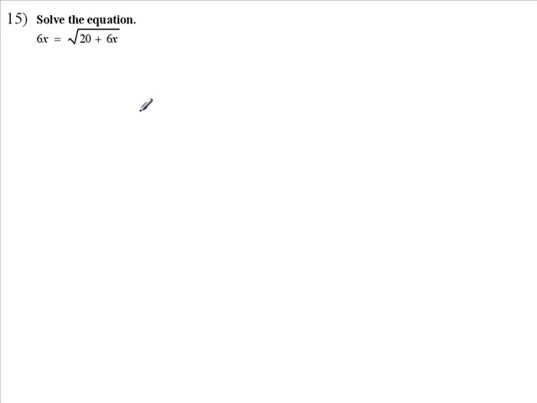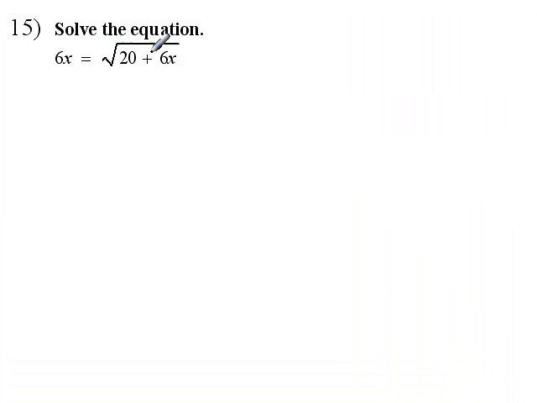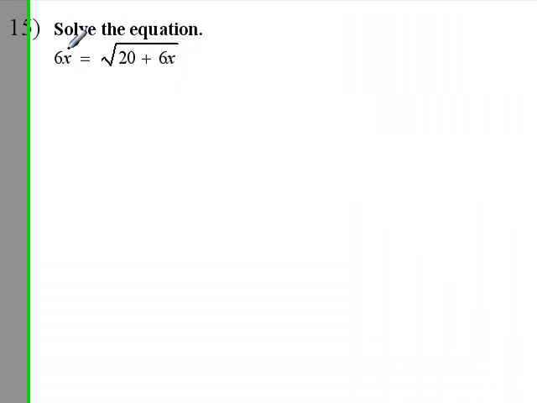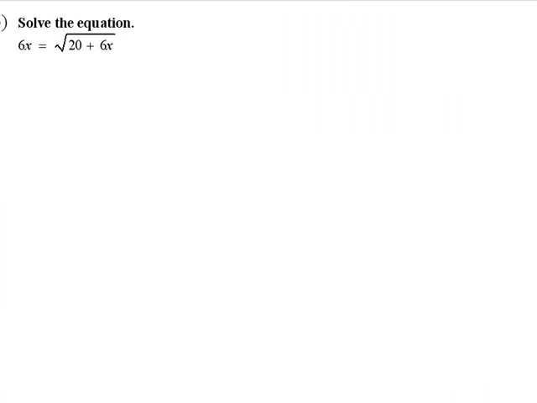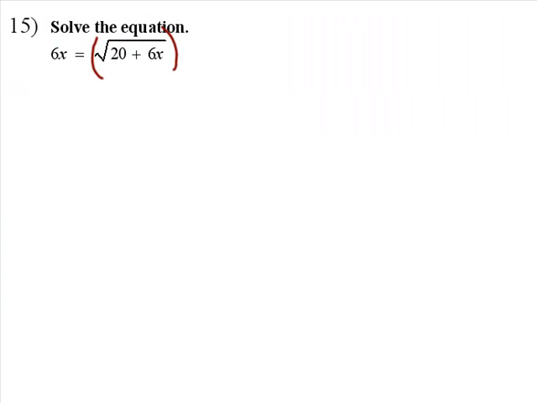Okay, number 15. We've created some room on the paper here, so we have room to actually do this one. The radical's already isolated, so we'll go ahead and square both sides. If I square the left side, I get rid of the radical. That's what I want to happen, so I'm going to square the whole left side. Squaring this side, I get 36x squared. Make sure you square the 6 and the x. If we square the right side, I get rid of the radical and get 20 plus 6x. This sure looks quadratic.